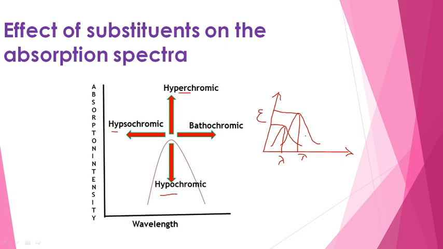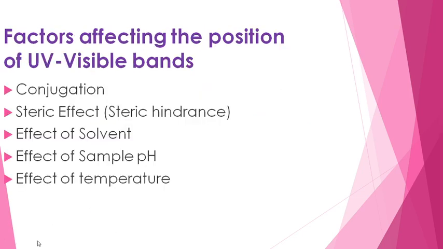The same will be reversed. Suppose this is the first case and this is the second case, so there is a decrease in the lambda, from the higher value to the lower value. Then what about the epsilon? Compared to the prior case, epsilon also decreases from higher to lower. So, you are finding hypsochromic shift as well as hypochromic shift. Okay, now let me move to the next slide.